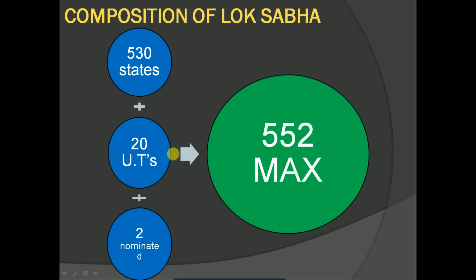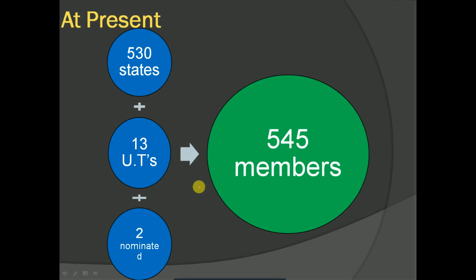Coming to the composition of Lok Sabha, by our Indian Constitution, the maximum strength of the Lok Sabha is fixed at 552. Out of this, 530 seats are for the representative members coming from the states, 20 seats are for the representative members coming from the union territories, and the rest are nominated by the president. At present, we have a total of 545 members in Lok Sabha, out of which 530 are representative members coming from the states and 13 are representative members coming from the union territories, and the rest two are nominated by the president.